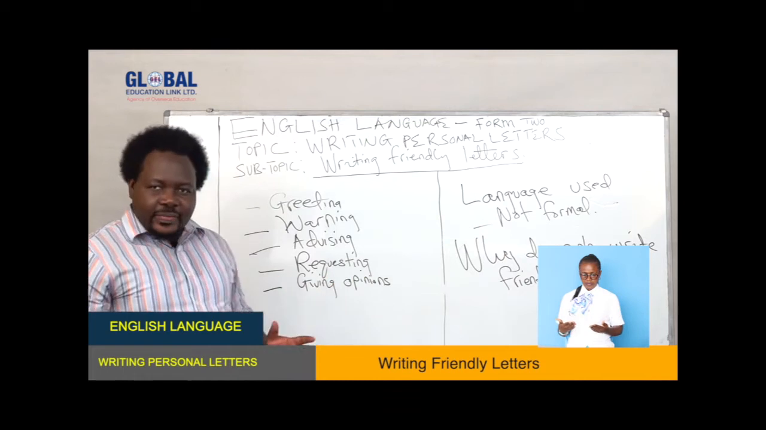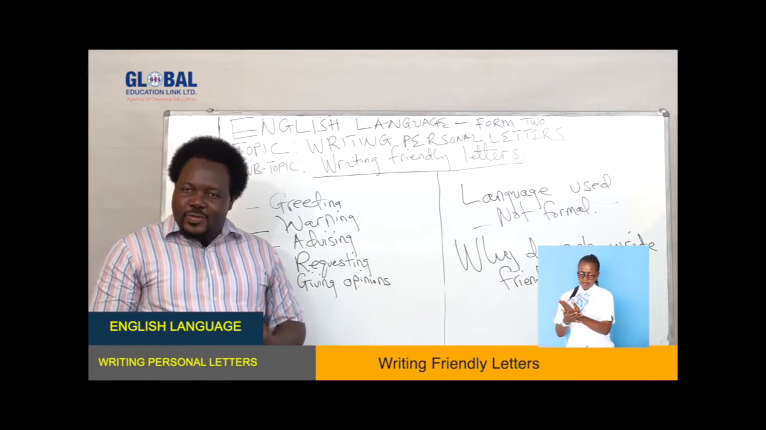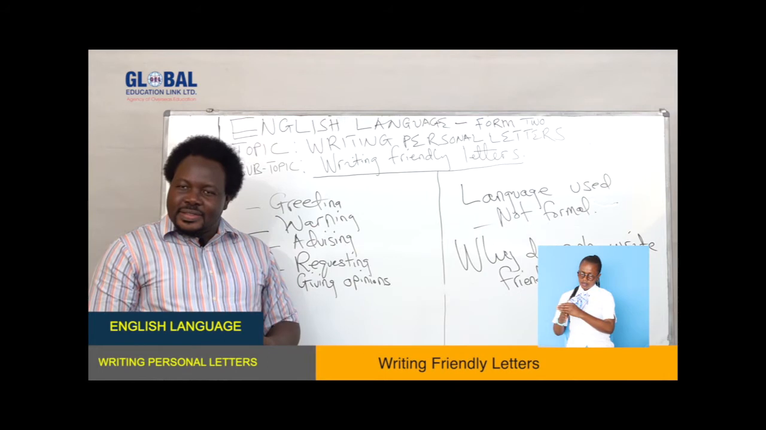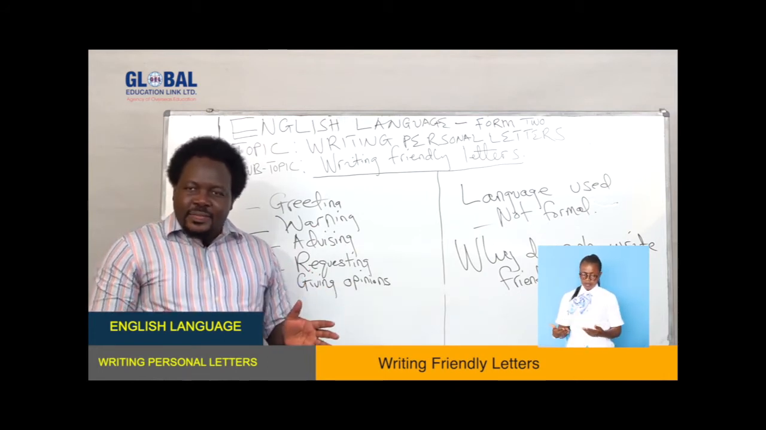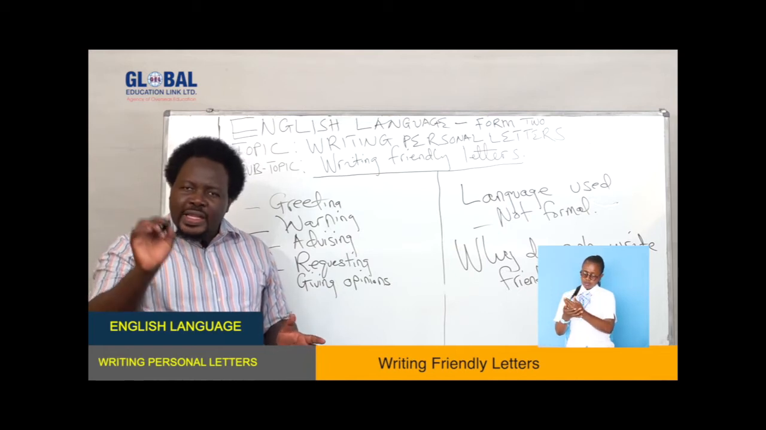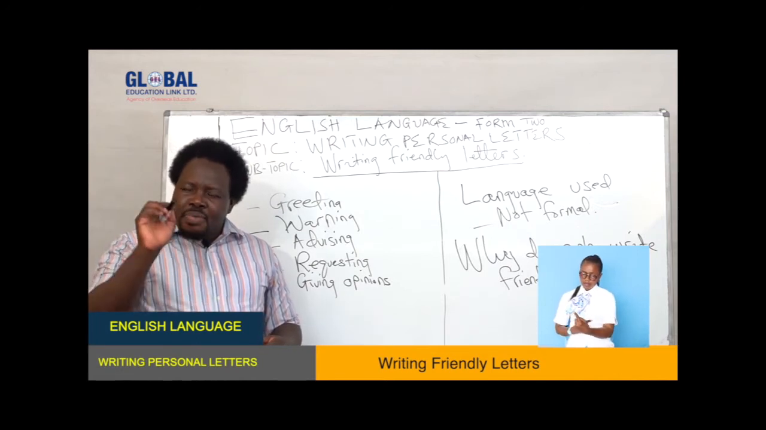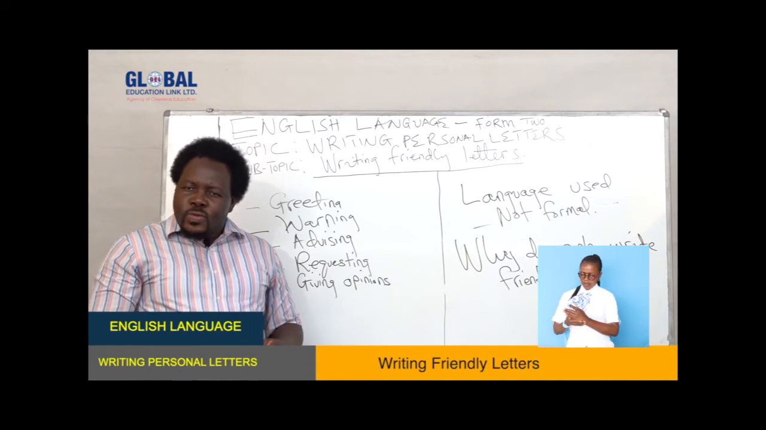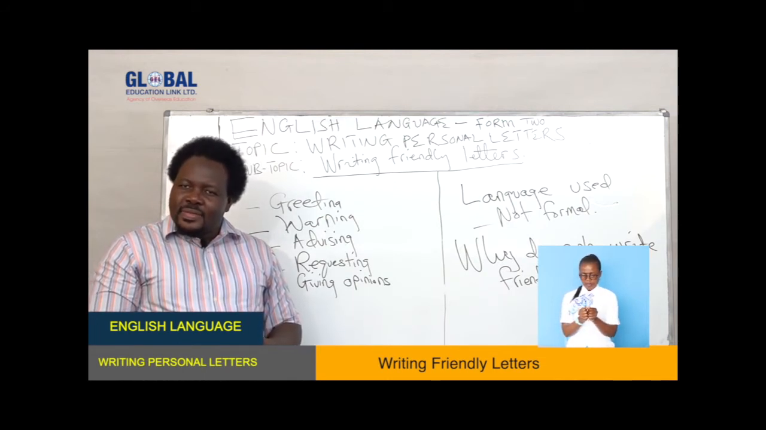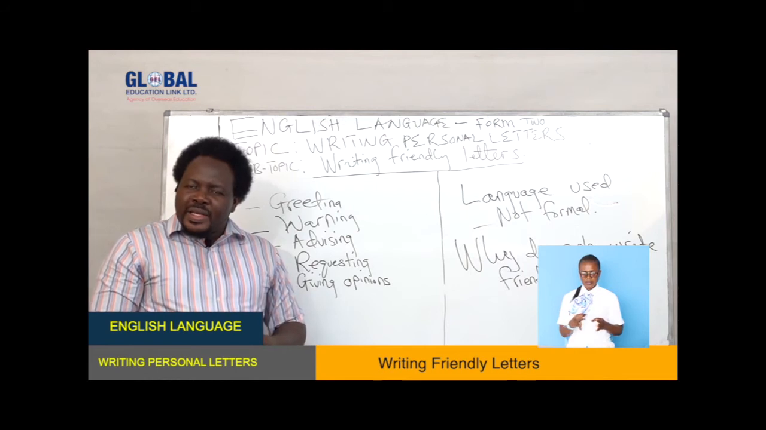So after having seen the meaning of a friend letter, personal letter, informal letter, then we have seen the language used when writing informal letters. And a little bit we've discussed factors or reasons which force people to write a friend letter. So now, let us go to an important part of friend letters. We are going to see components or elements of friend letters. We are going to see how these parts appear in a letter.